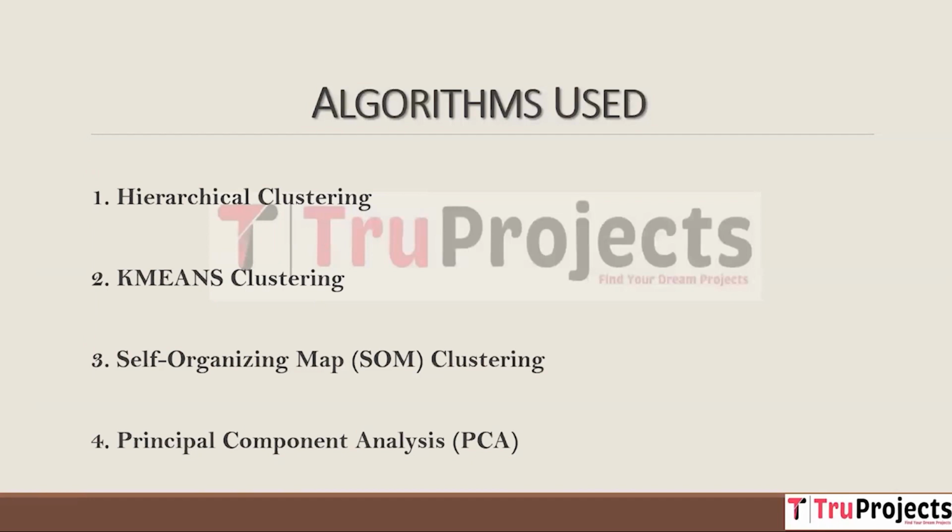These are the algorithms used in the project. Hierarchical clustering, the first one. This algorithm groups similar objects, which are genes in this case, into clusters based on their similarity. It creates a tree-like structure called a dendrogram, where each branch represents a cluster. Next one is k-means clustering. It is the algorithm that partitions the data into k predefined distinct clusters. Each data point, which is a gene, is assigned to the cluster whose centroid is closest to that data point.